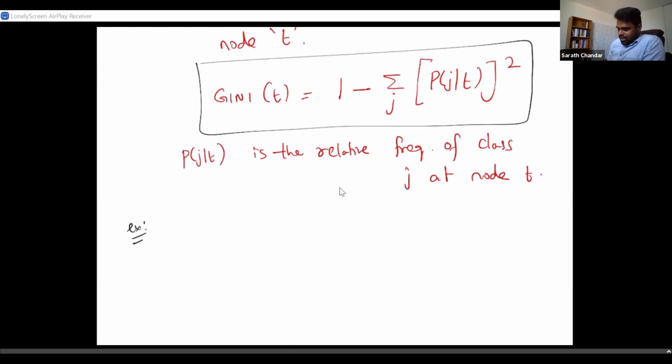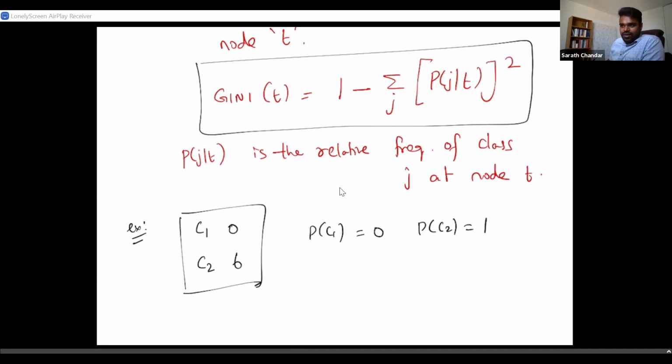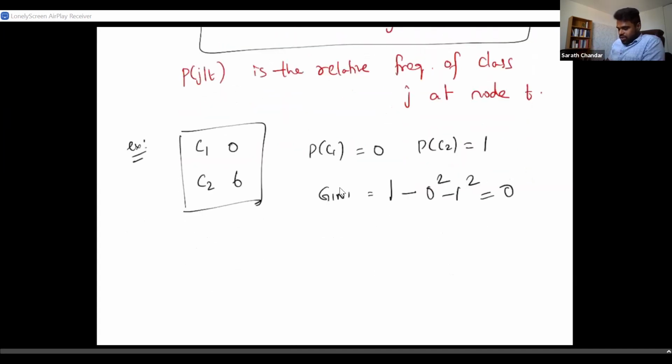So the first example is I have C1 equal to 0 and C2 equal to 6. Okay, now what is the probability of C1? It's 0 by 6. What is the probability of C2? It's 6 by 6, that is 1, right? So now my Gini is given as 1 minus 0 squared minus 1 squared. So 0. So this has 0 Gini. Okay, now let's say I have C1 is equal to 1, C2 is equal to 5.